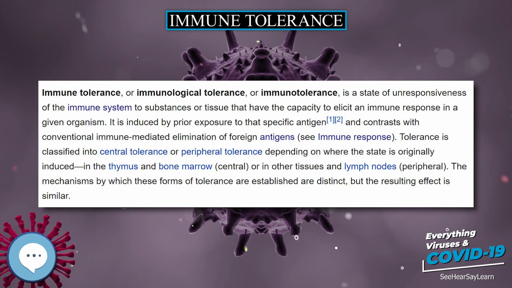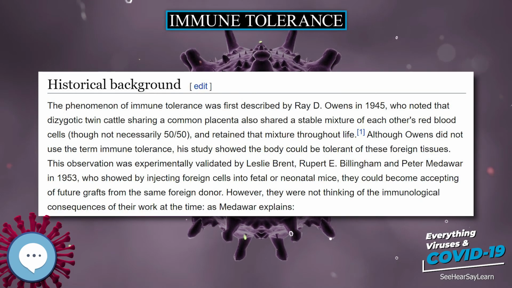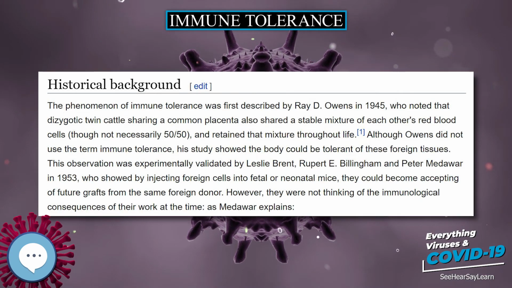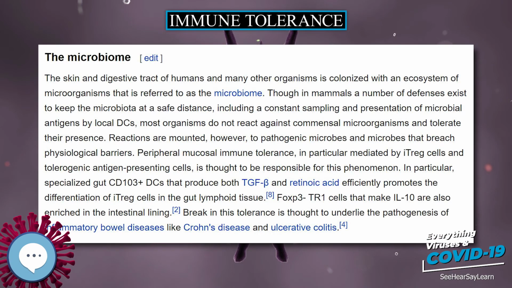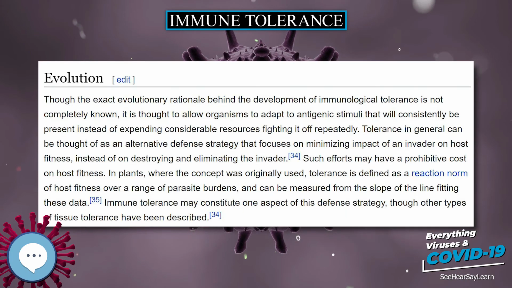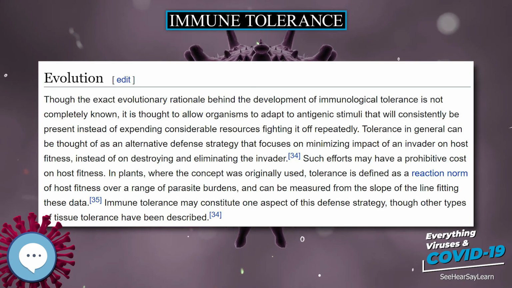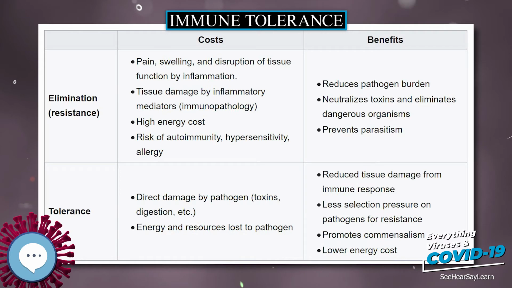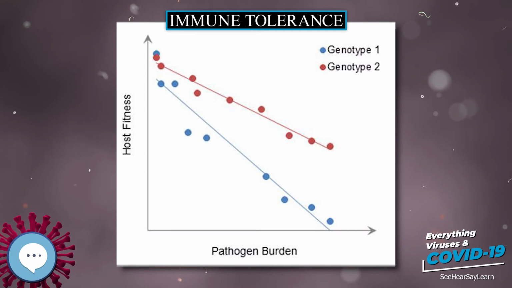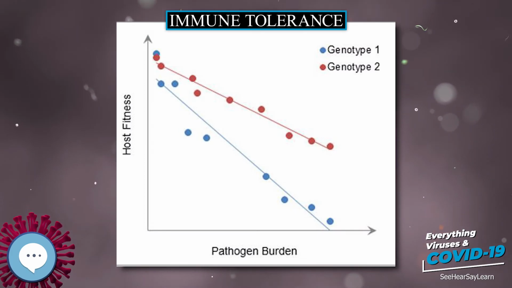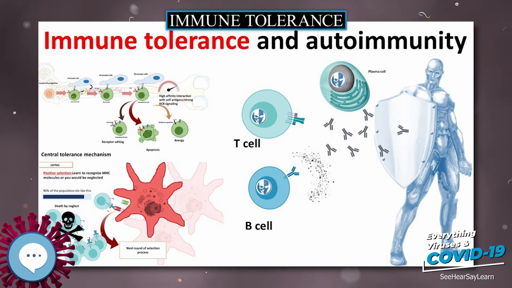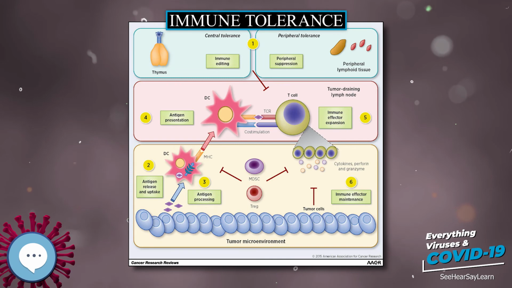Peripheral mucosal immune tolerance, in particular mediated by Treg cells and tolerogenic antigen-presenting cells, is thought to be responsible for this phenomenon. In particular, specialized gut CD103+ DCs that produce both TGF-beta and retinoic acid efficiently promote the differentiation of Treg cells in the gut lymphoid tissue. FOXP3-negative TR1 cells that make IL-10 are also enriched in the intestinal lining. Break in this tolerance is thought to underlie the pathogenesis of inflammatory bowel diseases like Crohn's disease and ulcerative colitis.